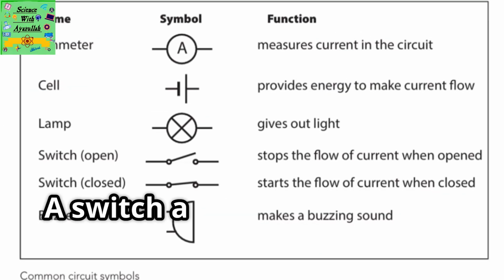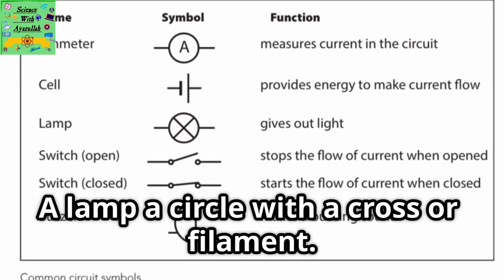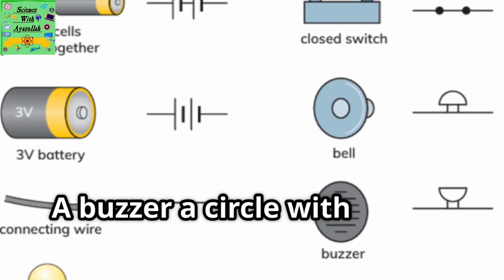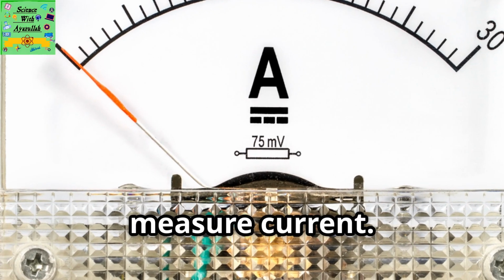A switch: a gap that can open or close. A lamp: a circle with a cross or filament. A buzzer: a circle with sound arcs. An ammeter: a circle with an A, used to measure current.